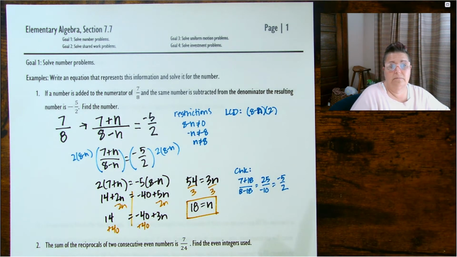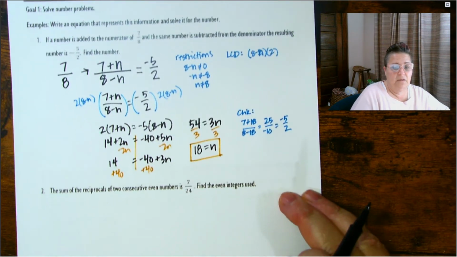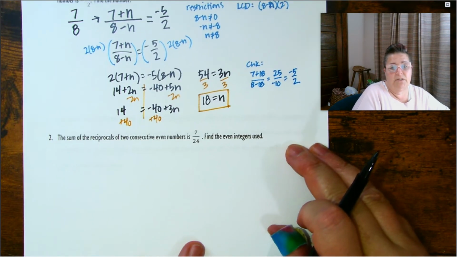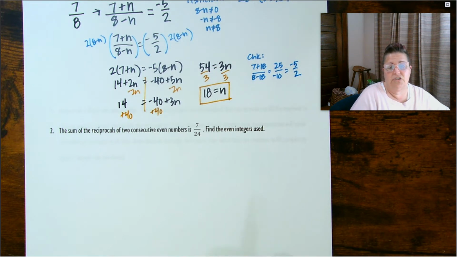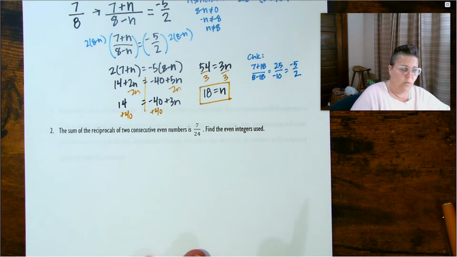There we go. Second problem. The reciprocals of two consecutive numbers is 7 over 24. Find the even integers used. So the sum of the reciprocals of two consecutive even numbers is 7 over 24.